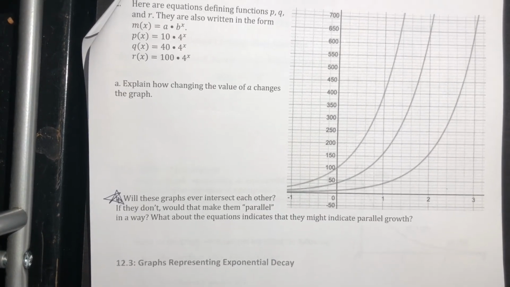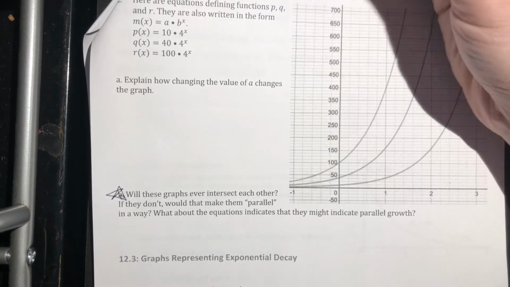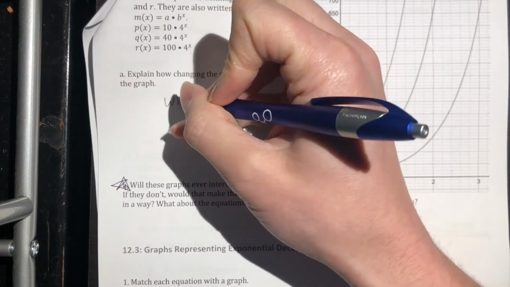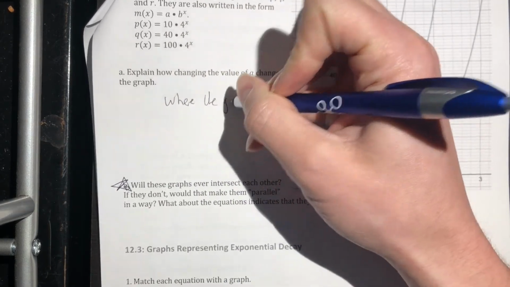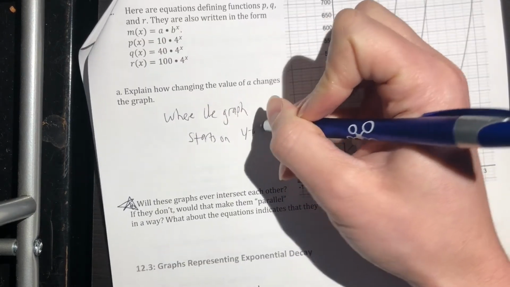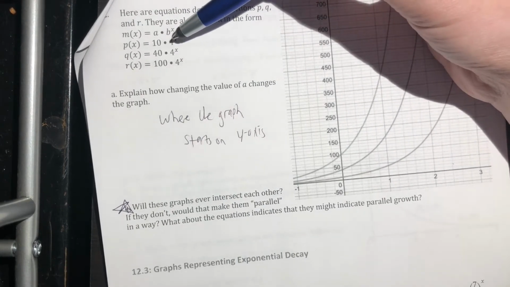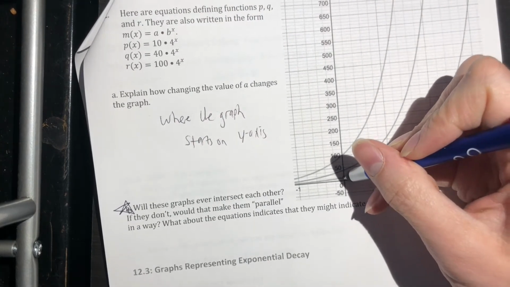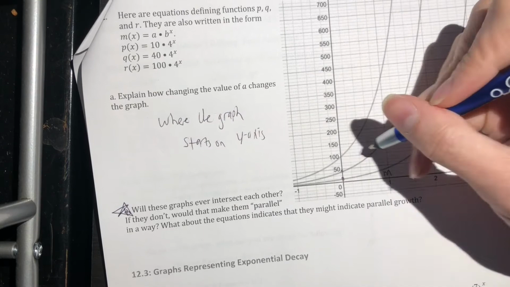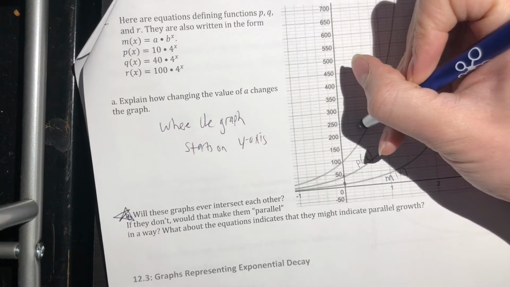All right, so the value of A changes the graph. I've got 10 times 4 to the x, 40 times 4 to the x, and 100 times 4 to the x. So all it's changing is that first number, and that changes where the graph starts on the y-axis. Because one that starts at 10 and is quadrupling, that one's got to start right there. So that one's got to be M. P starts at 40 and is quadrupling. And my last one's got to start at 100, so that one's got to be there.